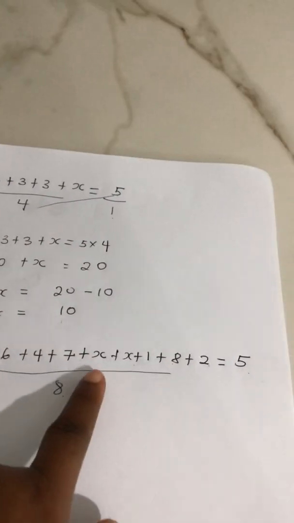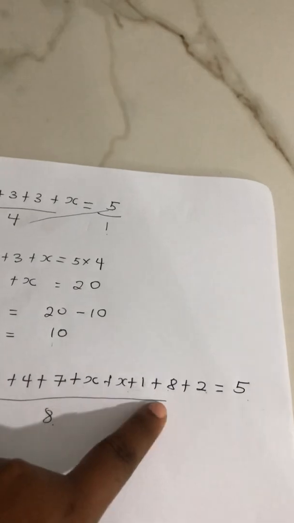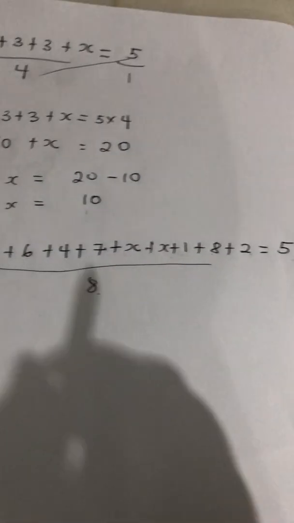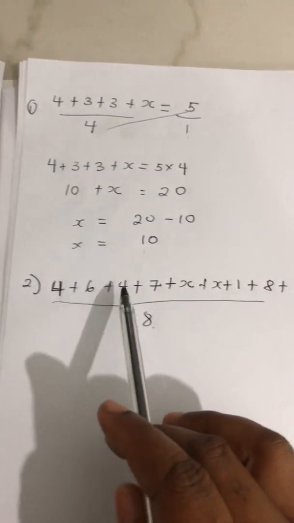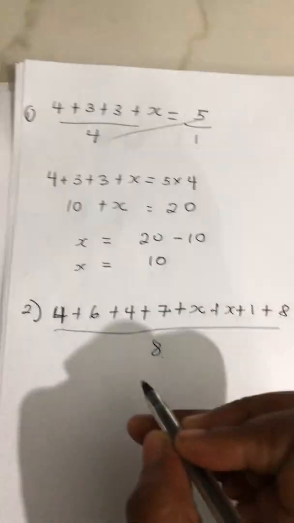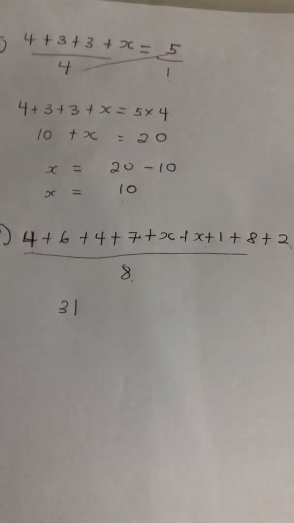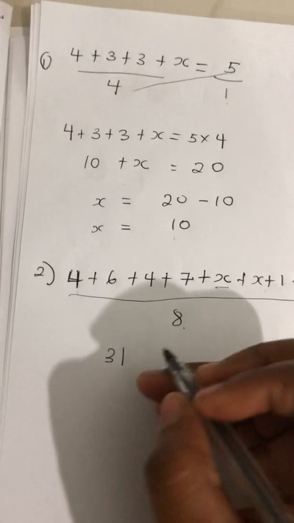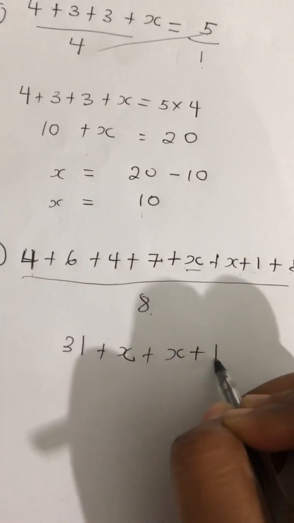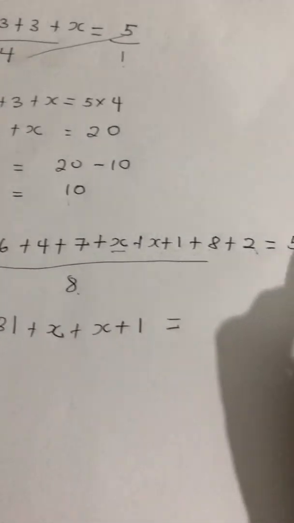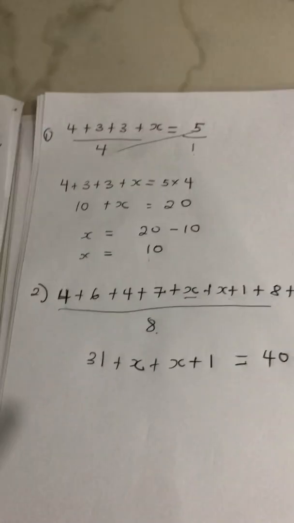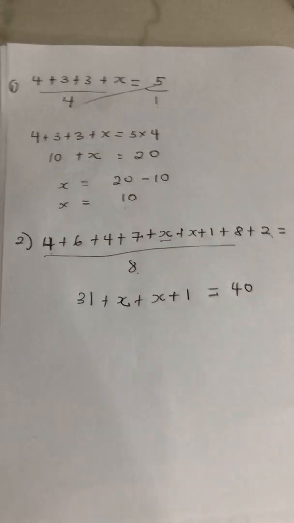Then after that, we deal with what? X and plus x plus 1. Okay, so let's do that. When we add all these numbers, 4, 6, 4, 7, 8, and 2, we will be getting 31. Now we come and we carry our x. So we have plus x, then we have plus x plus 1, all is equal to what? We multiply the 5 times the 8, giving us 40.